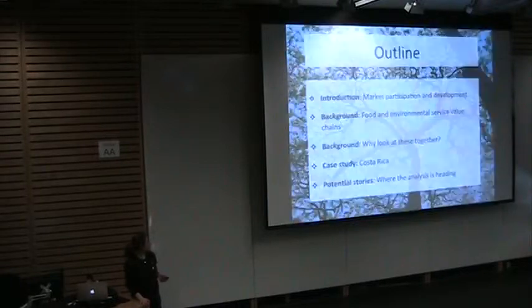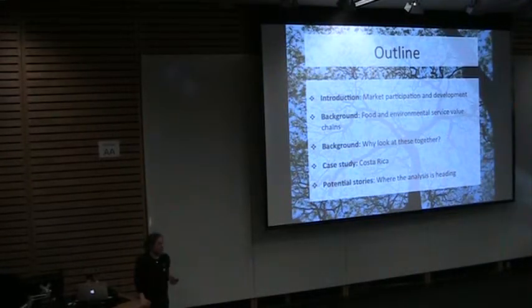To give you a quick outline of what I'm going to be talking about, I'll start by introducing the market participation and development intersection, and then give you a bit of background on the food and environmental service value chains that I've been looking at and why I thought it would be interesting to look at these together, because that might not be immediately obvious. And then I'll give you an introduction to the case study that I did in Costa Rica.